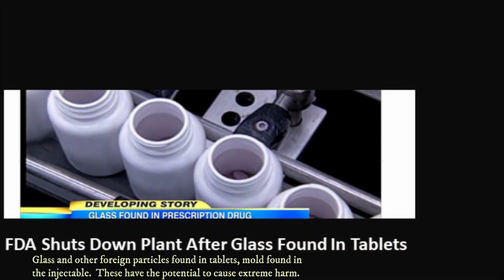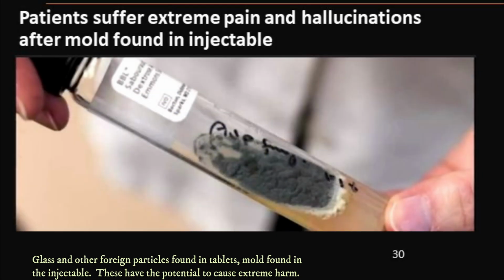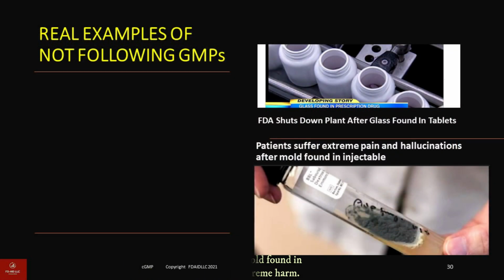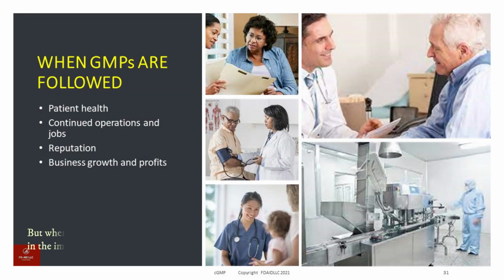Glass and other foreign particles found in tablets. Mold found in the injectable. These have the potential to cause extreme harm. We all must be diligent to make sure that all drug products are pure and made with quality. But when we consistently follow GMPs, we participate in the improved health of the consumer. Our companies continue to operate and provide jobs. Our businesses grow.